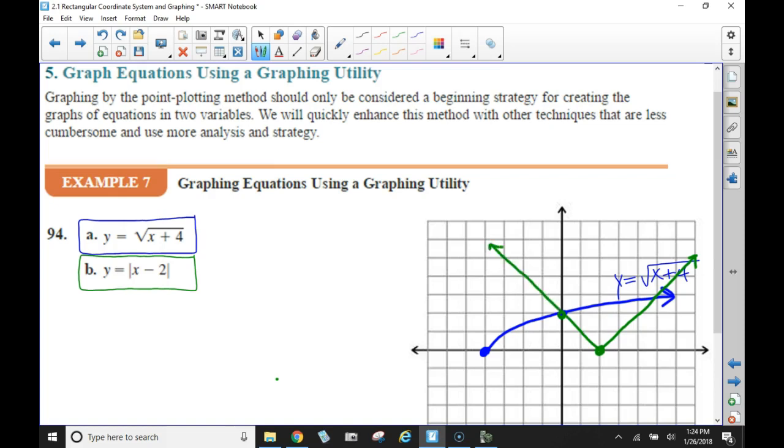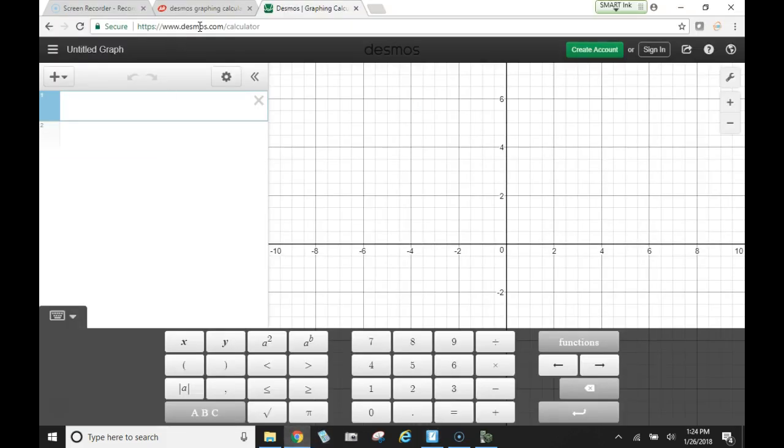Now, if you don't have a graphing calculator, such as the TI-84, which is what I was showing you, there is a free graphing utility that is actually a website. So you just open up your web browser and type in desmos.com. Okay? From there, it's free graphing.